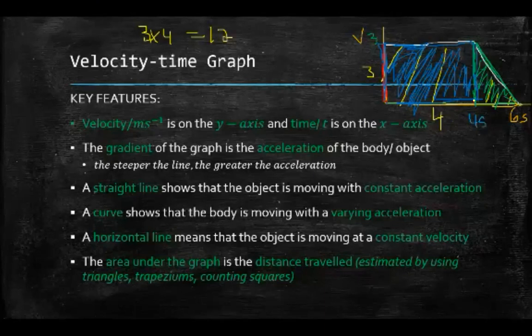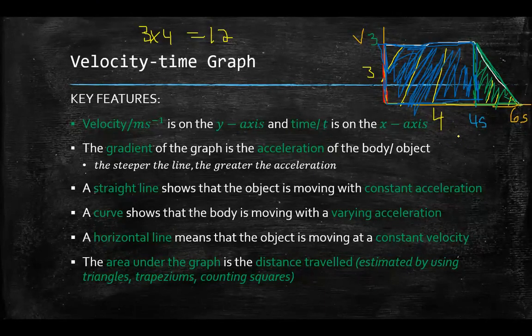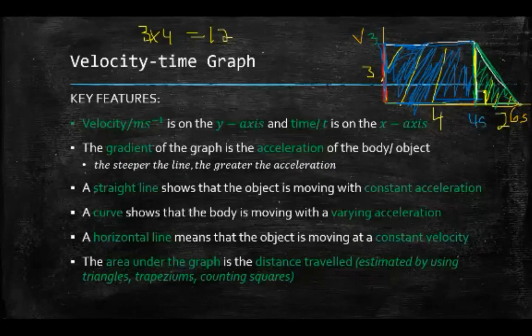Triangle now. The area of a triangle is a half base by height, or you might say base by height divided by 2. The base from 4 to 6 would give me 2, so my base is 2. The height is from here to here. I'm just going to highlight this. The height, the perpendicular height, is 3, from 0 to 3.